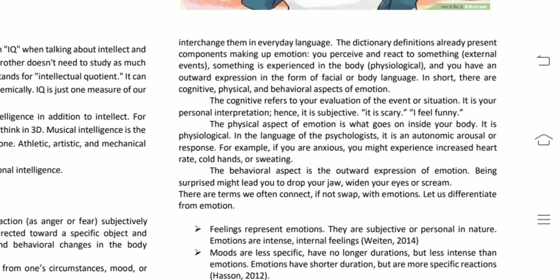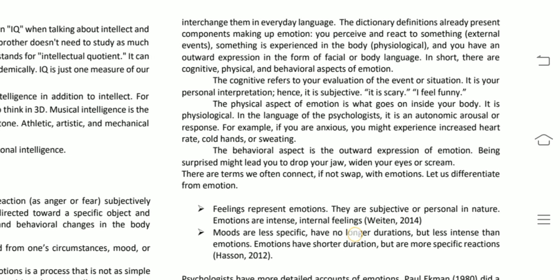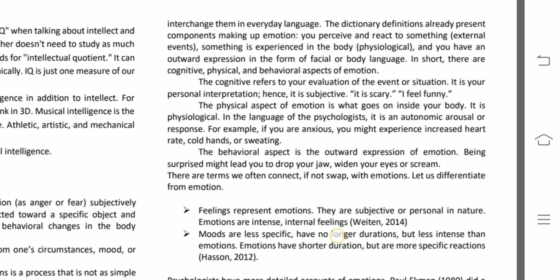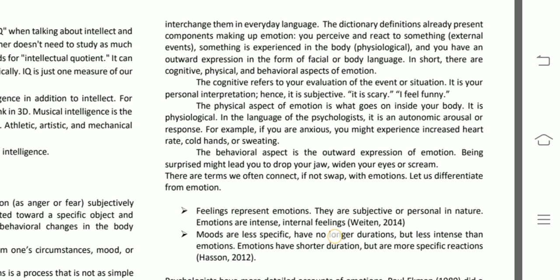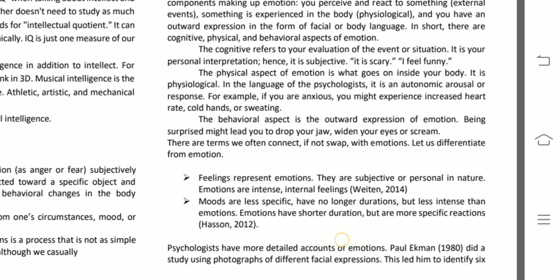Okay? Next one is the behavioral aspect naman. Guys, sa behavioral aspect, dito number 1 na nakikita yung emosyon ng isang individual. Pag masaya siya, pag malungkot siya, pag natatakot siya. 'Di ba? So, sometimes being surprised may lead you to drop your jaw or widen your eyes or scream. 'Di ba? So, minsan doon siya nakikita. So, sa behavioral aspect, it is a outward expression of your emotion.